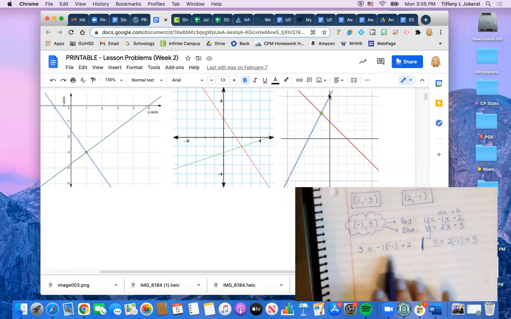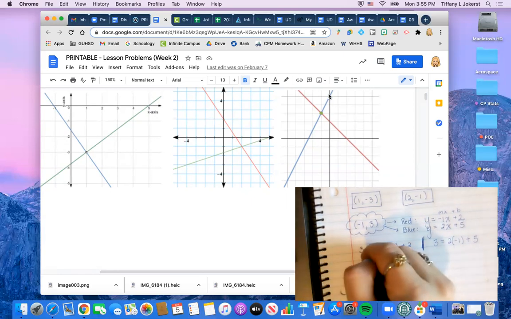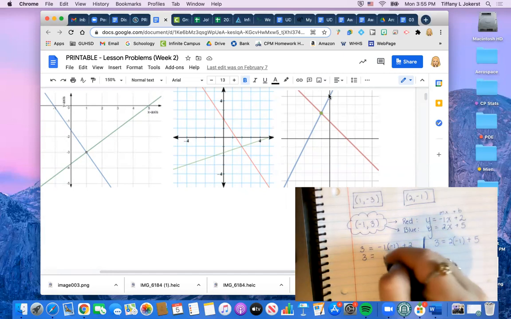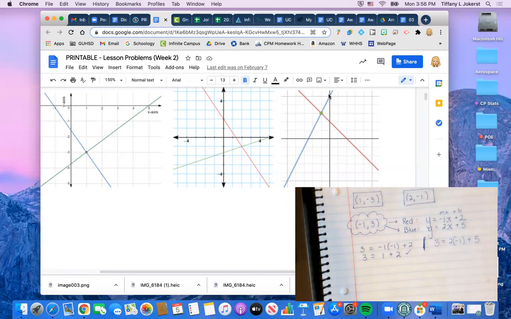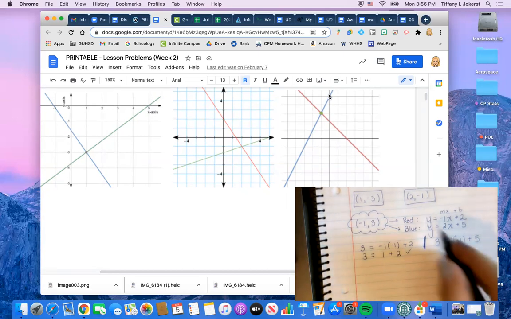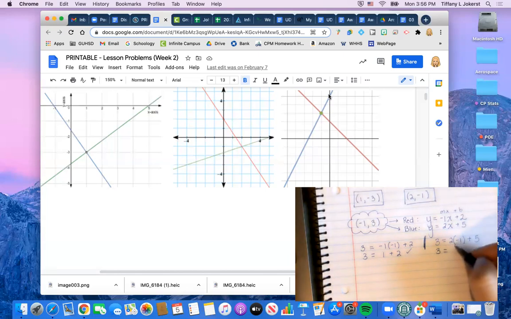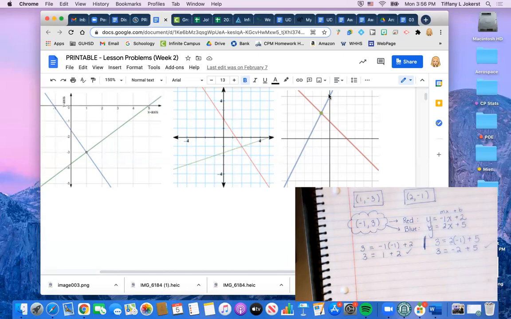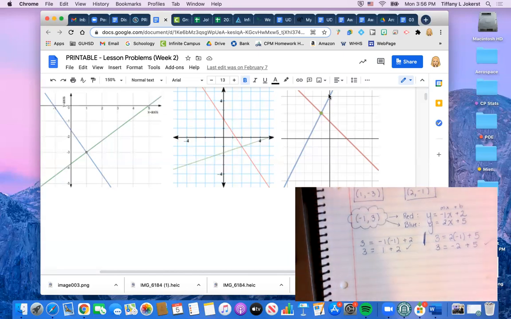Now I just need to make sure that these are true statements. So in this one, I have 3 is equal to -1 times -1, which is +1, 1 plus 2. Yep. 3 is equal to 1 plus 2, which is 3. Okay, so on this side, I'll clean it up. 3 is equal to 2 times -1, which is -2, plus 5. -2 plus 5 is equal to 3. So I checked it and it actually works in both of them. So that is the correct answer.